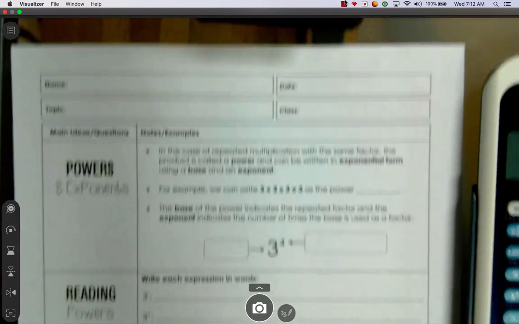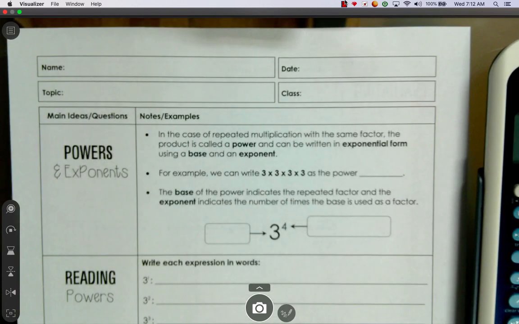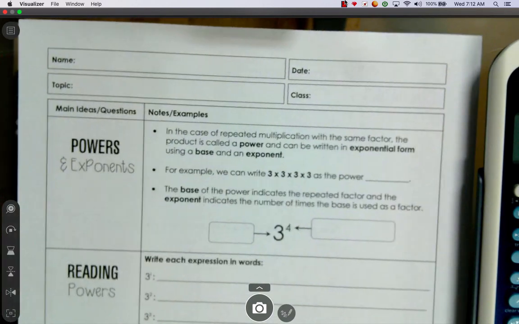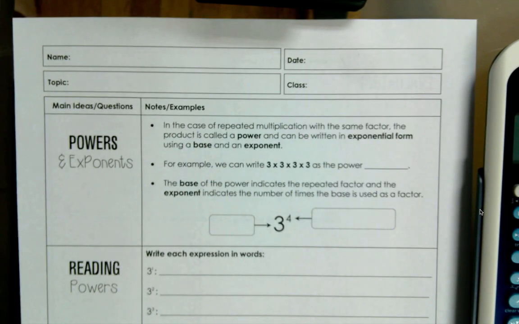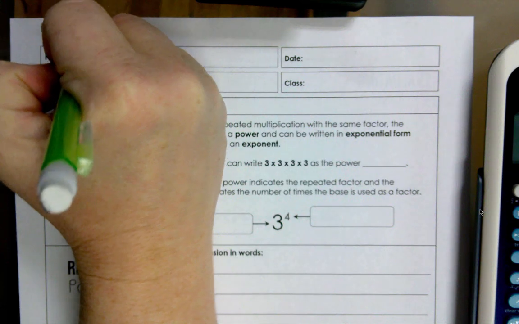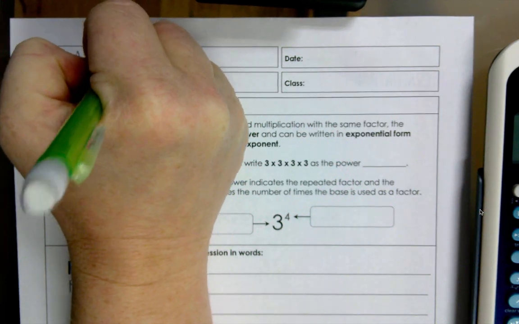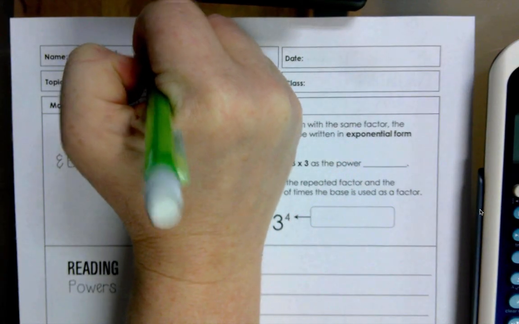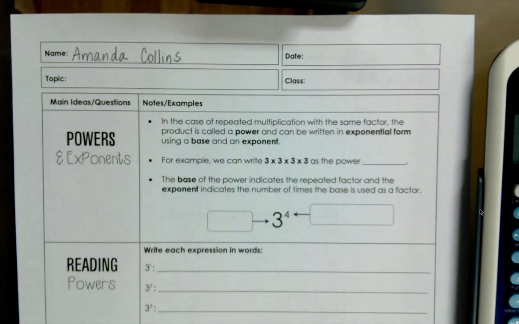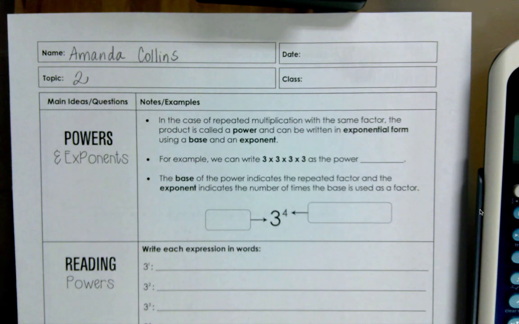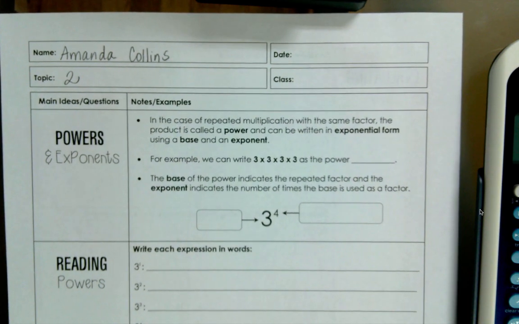There's a lot of vocabulary to hit here that we need to know and understand because when we start having our mathematical conversations, we're going to be using the big words. So starting with your name, make sure your name is at the top of your notes. Because if you lose your notes, I would love to have them returned to the proper owner. And we're in topic 2. All right, so let's start with our vocabulary.